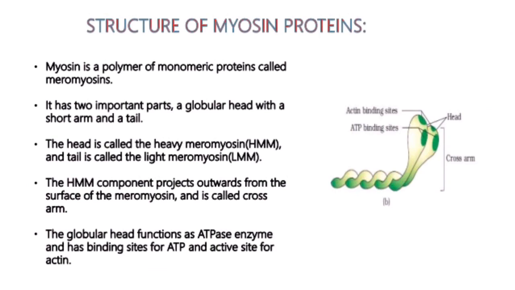Structure of myosin proteins. Myosin is a polymer of monomeric proteins called meromyosins. It has two important parts, a globular head with a short arm and a tail. The head is called heavy meromyosin, HMM, and the tail is called light meromyosin, LMM. The heavy meromyosin component projects from the surface of the filament and is called the cross arm. The globular head functions as an ATPase enzyme and has binding sites for ATP and active sites for actin.